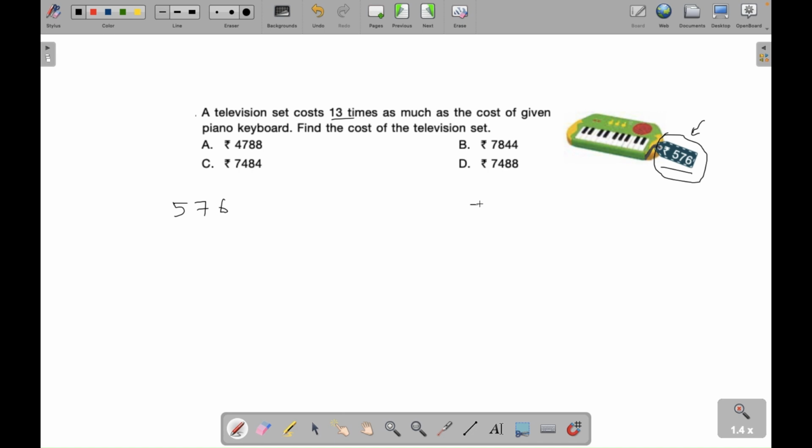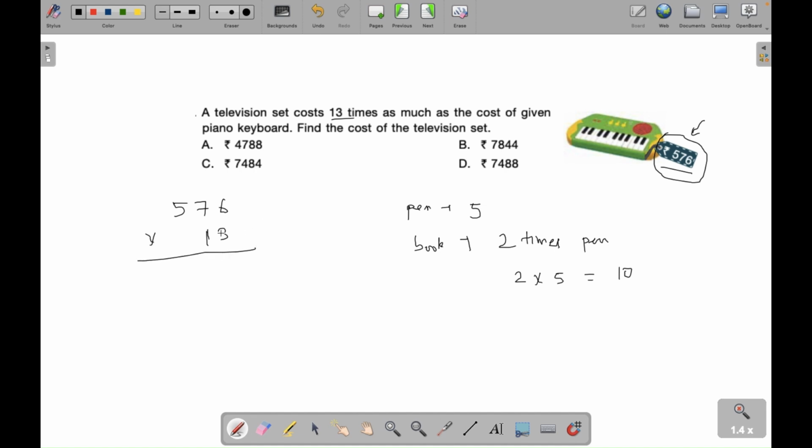So cost of a pen is 5 rupees. Cost of a book is 2 times pen, or 2 times the cost of pen. So cost of book becomes 2 times 5 is equal to 10, right? So what we do is, to find the cost, we basically multiply it with whatever multiplier is given, right? Whatever the multiplier is given.